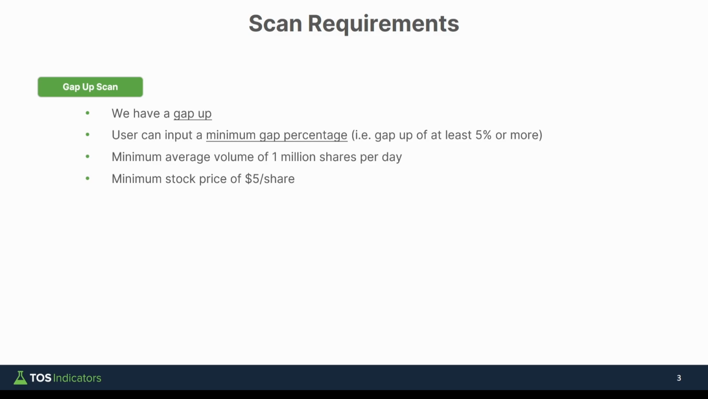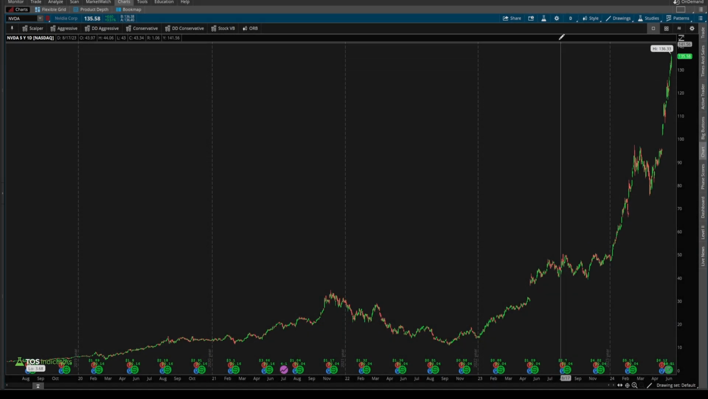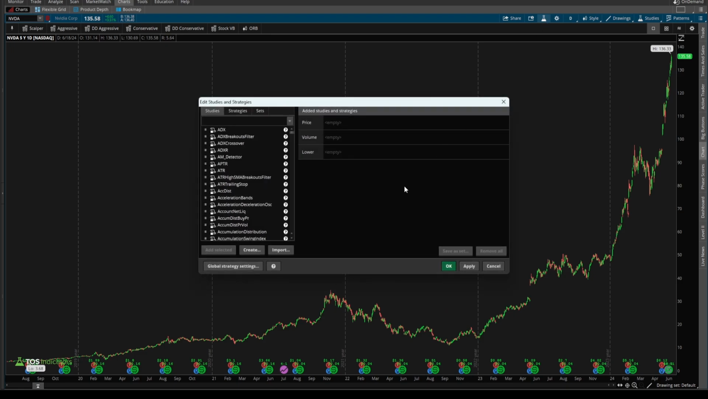After we build the gap up scan, you should find it very easy to build the inverse, the gap down scan. The only key difference here is we're going to be using the gap downs instead of the gap ups. Everything else remains the same. Now let's jump into ThinkorSwim and start building this first scan. And once we have the knowledge from this video, we can build on it and build some more sophisticated gap scans in future videos.